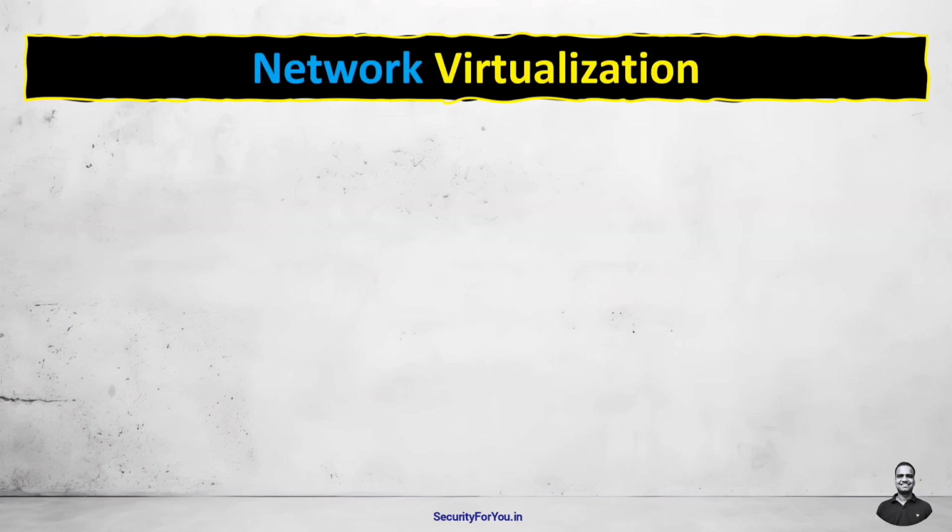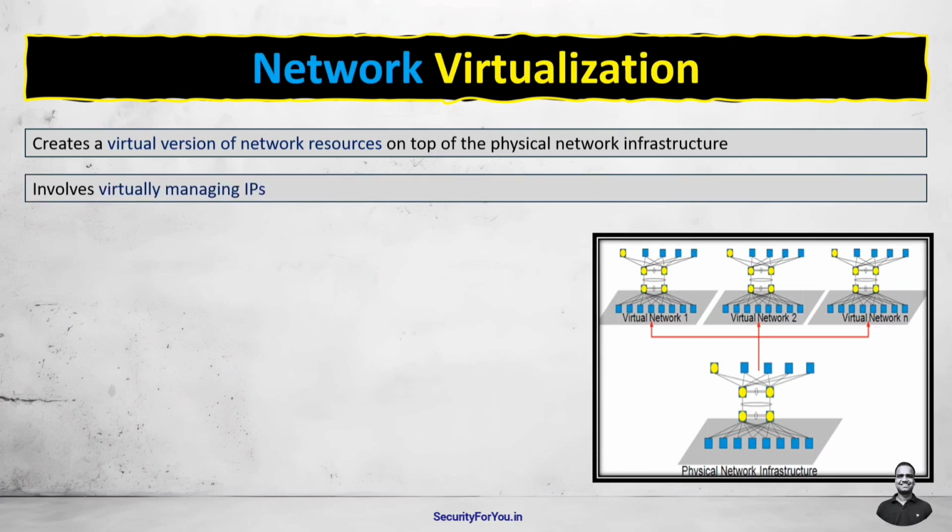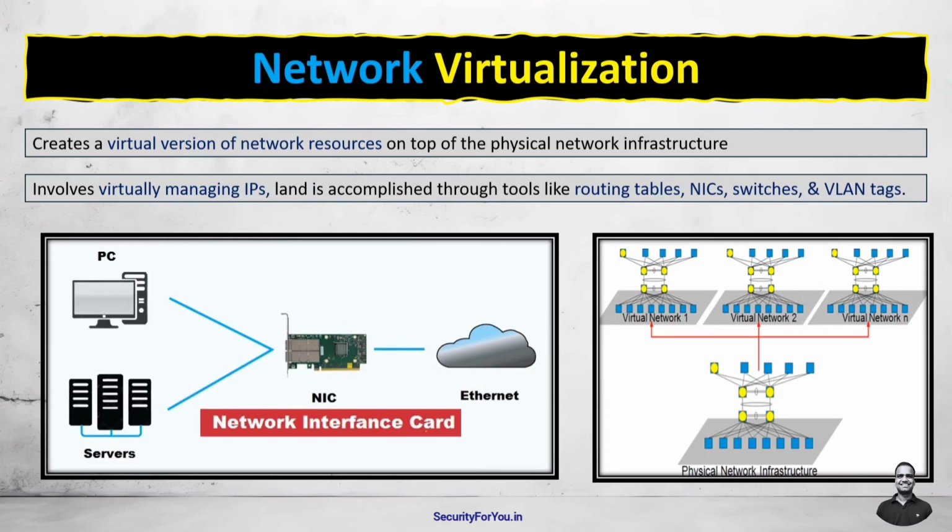Next is network virtualization. It creates a virtual version of network resources on top of the physical network infrastructure. This virtual network allows for independent management and configuration and is separate from the underlying hardware. It involves virtually managing IPs and is accomplished through tools like routing tables, NICs, switches, and virtual LANs. NIC stands for Network Interface Card. It is a wired or wireless adapter that allows the device to communicate with the network, right?